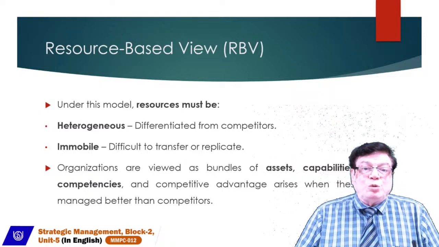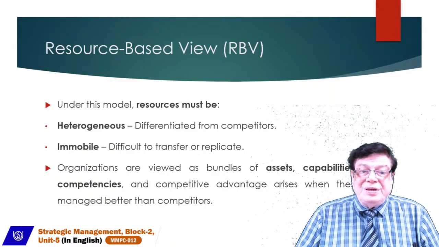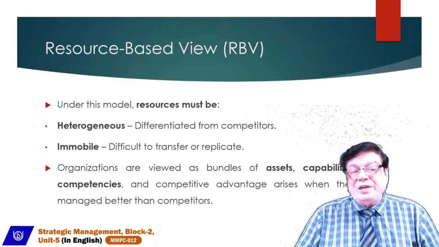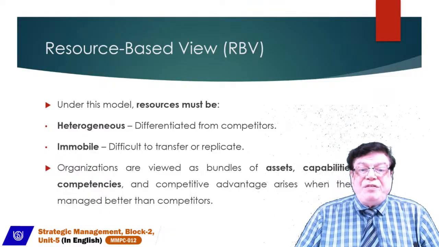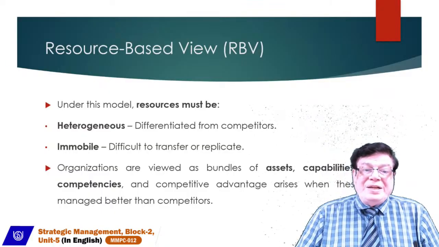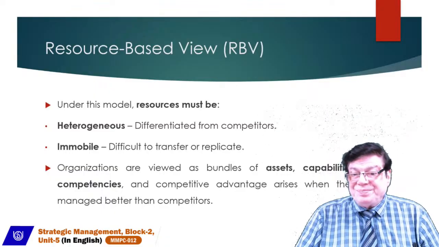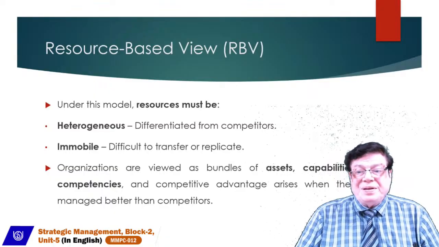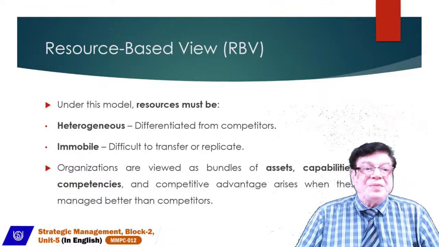Under this model, resources must be heterogeneous, differentiated from competitors. Next is immobile, difficult to transfer or replicate. Organizations are viewed as bundles of assets, capabilities, and competencies. And competitive advantage arises when these are managed better than competitors.